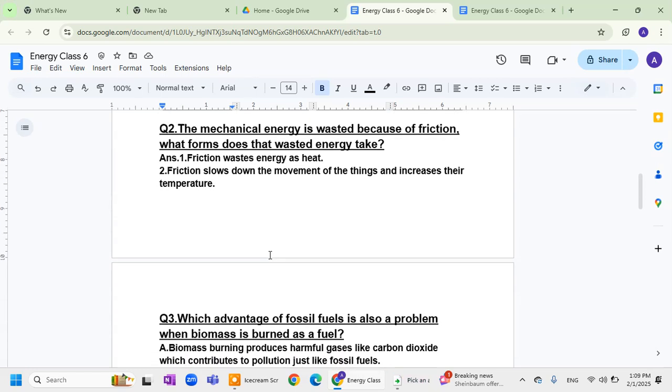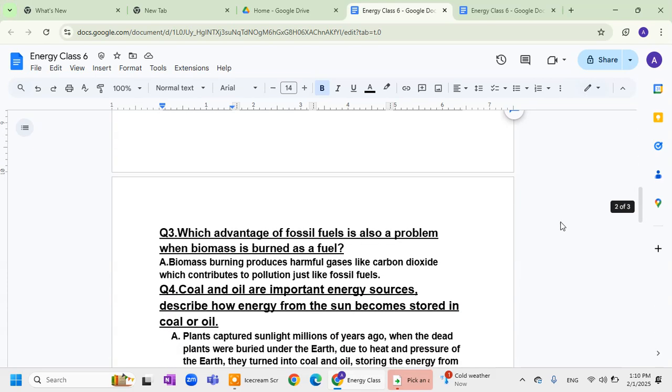Question number 2. The mechanical energy is wasted because of friction. What form does that wasted energy take? Answer: friction wastes energy as heat. Friction slows down the movement of things and increases their temperature. That means that when there is friction between two things, their movement becomes less and their temperature becomes more, or they become hot.